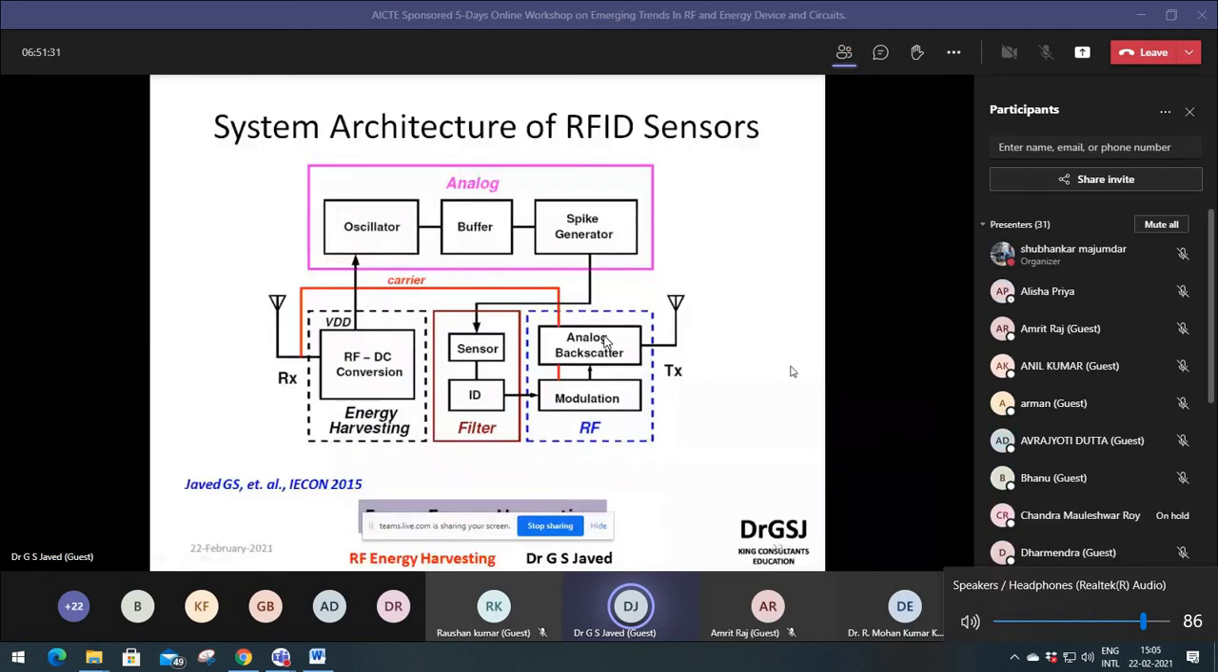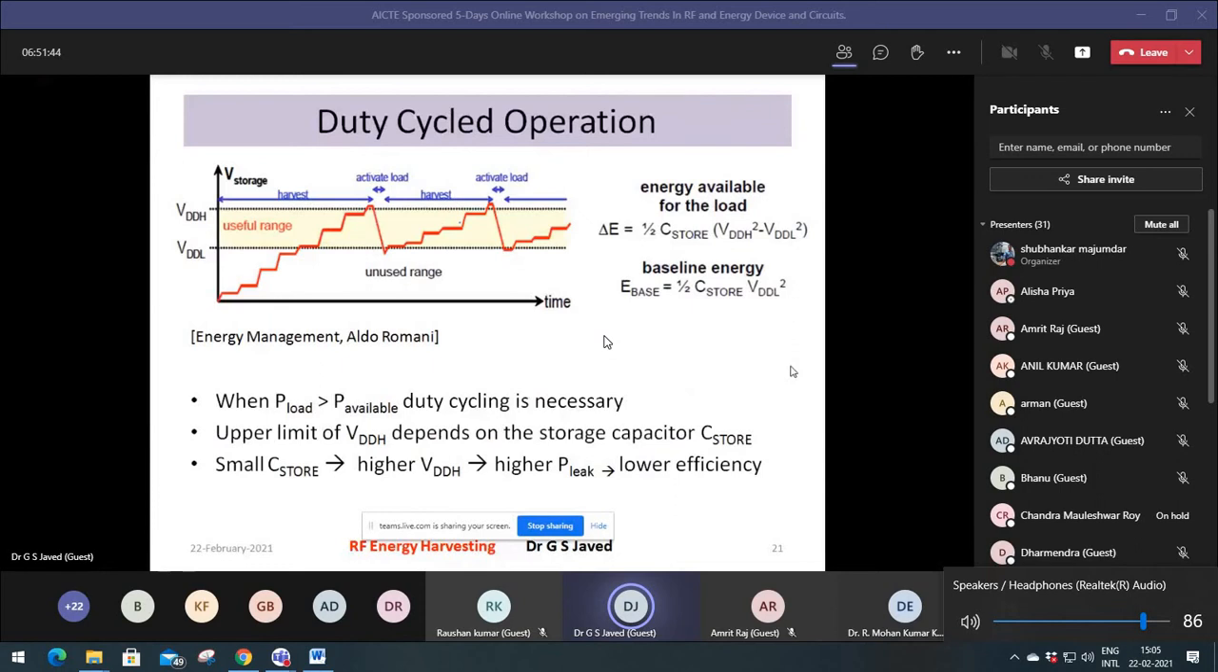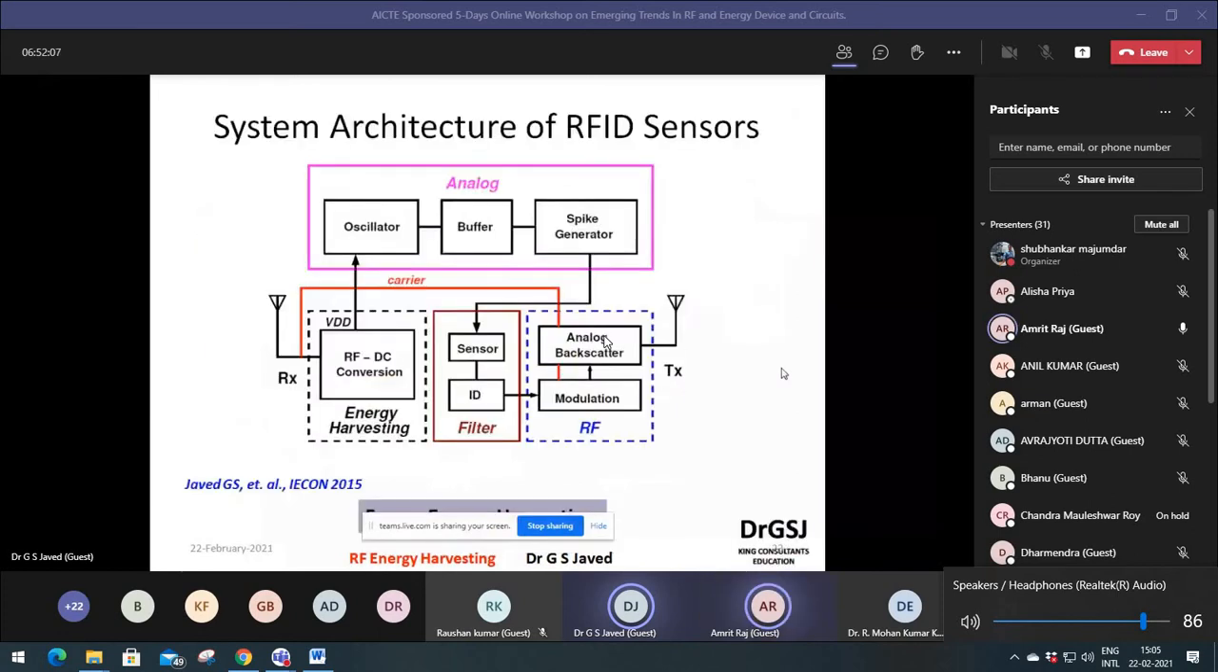Okay, let me continue. We will talk about the system architecture for RFID sensors. Let me go back one or two. Did you all miss anything? I spoke about duty cycled operation. Was this understood? Hello, participants, a yes or no would help. Yes, sir. Okay, you understood. So we will go to the next section, which is energy harvesting for RFID sensors.